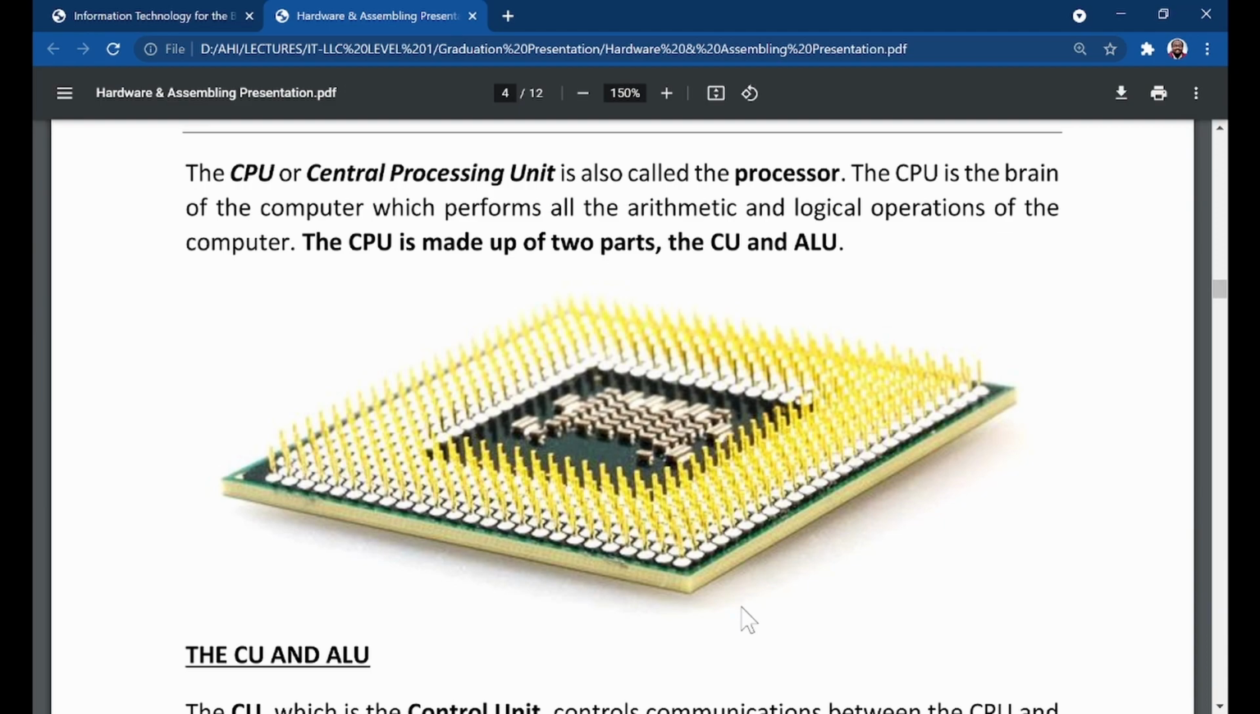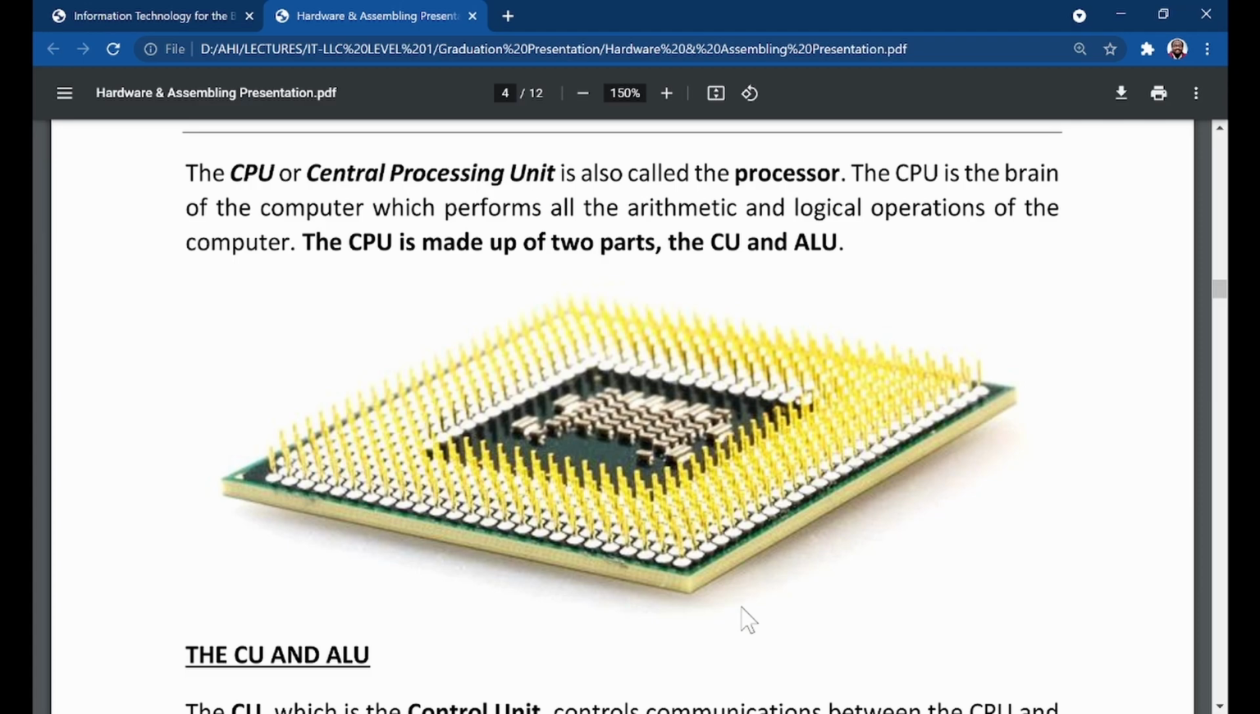And so you cannot use a computer for more than 10 minutes if the heat is not regulated. I repeat, you cannot use a computer for more than 10 minutes if the heat is not regulated. In every computer, there needs to be a cooling system. There needs to be what? A cooling system. That is a system designed to cool your computer.